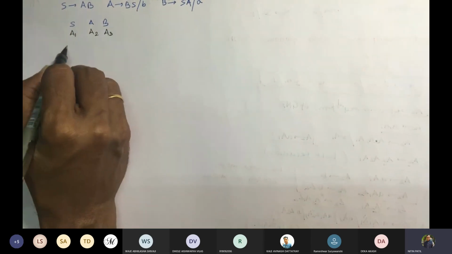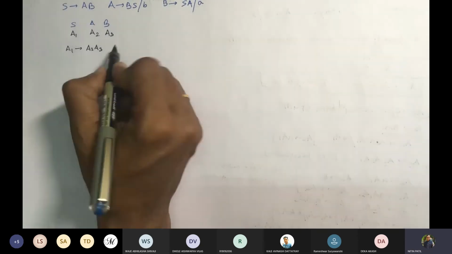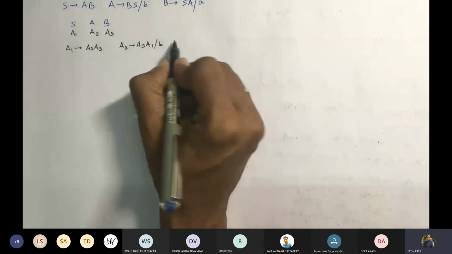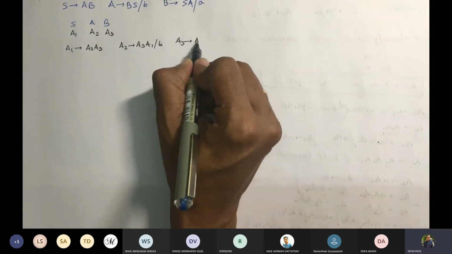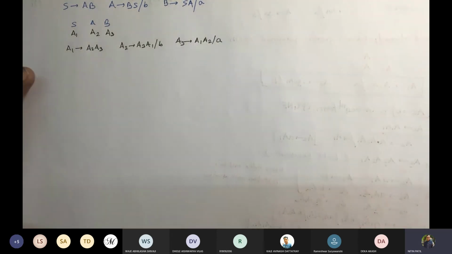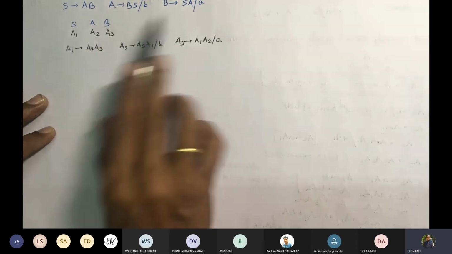We will rewrite these productions as A1 gives. So first is S gives AB. So A किसमें दिया हुआ है? A2, A3. A1 gives A2, A3. A2 gives A3, A1, B. A3 gives A1, A2, A. Is this correct? देख लो एक बार, मैंने जो रिप्लेसमेंट दिया हुआ है वो करेक्ट है. We are replacing S, A, B by A1, A2, A3. ठीक है?